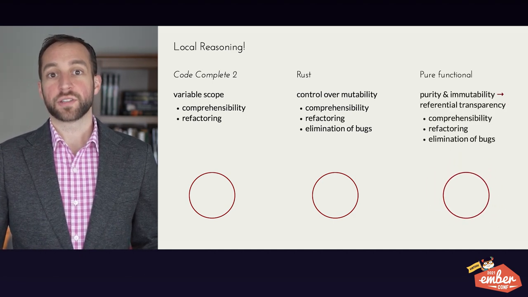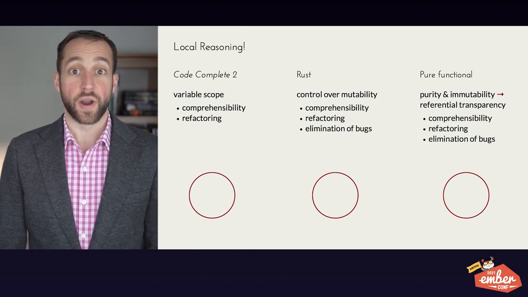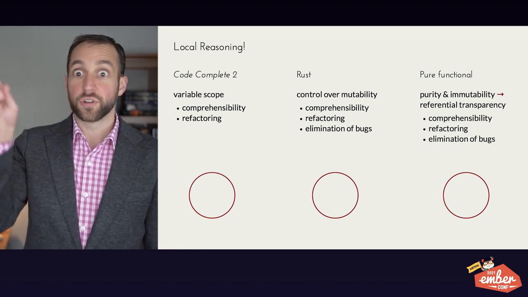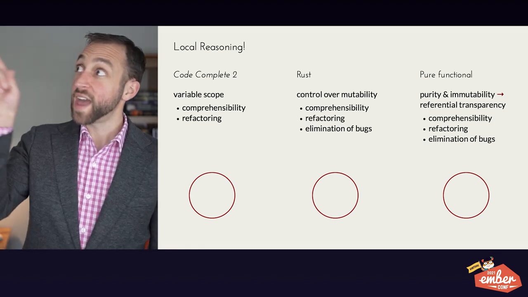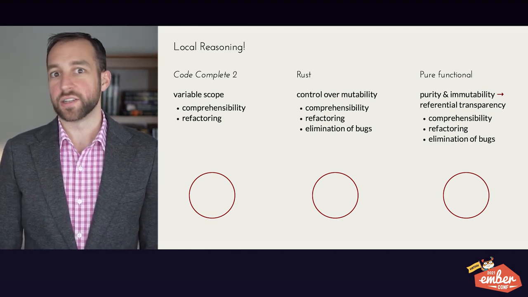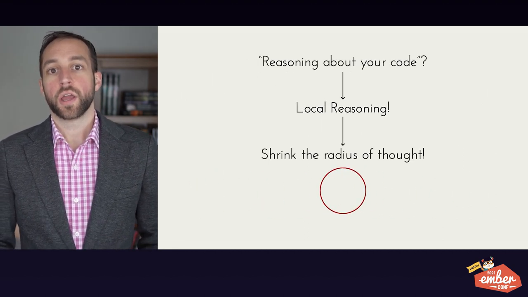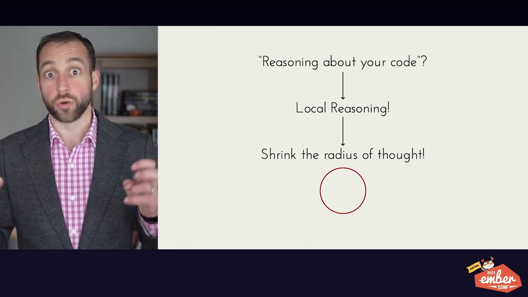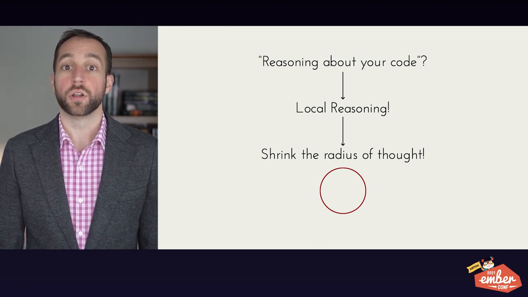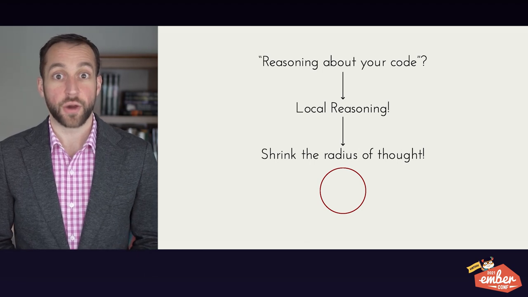In pure functional programming, similarly, combined purity with immutability to give us referential transparency, which lets us understand this function without reference to that function, which allows us to refactor that function and know it won't break this function, and also gets rid of tons and tons of bugs for us by doing that. All of these improve our ability to reason about our code, to understand it, and therefore to work with it by improving our ability to reason locally about it. They let us shrink the radius of what we have to think about.